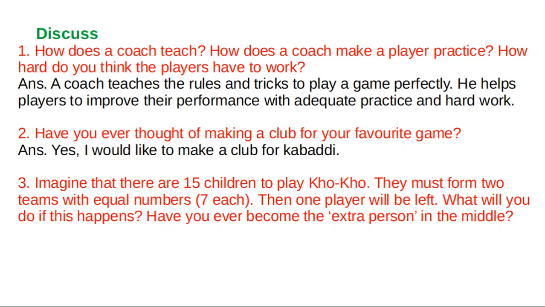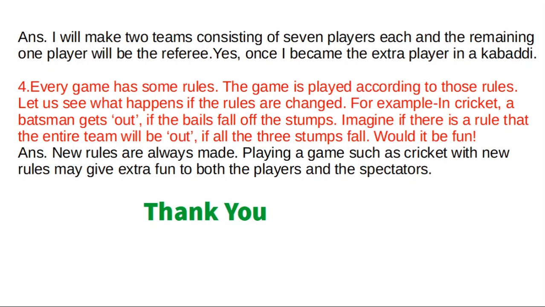Imagine that there are 15 children to play Coco. They must form two teams with equal numbers. Then one player will be left. What will you do if this happens? Have you ever become the extra person in the middle? Okay, see, the answer is yes. I will make two teams consisting of 7 players each, and the remaining one player will be the referee.